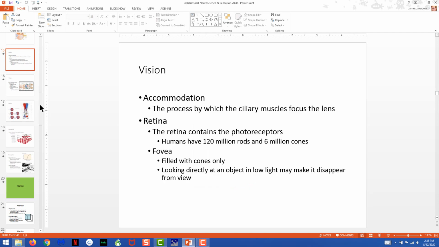Now, there are a few terms here, like accommodation. Accommodation is simply the process by which the ciliary muscles will focus the lens. When you talk about infants having bad vision on the day that they were born, there's nothing wrong with an infant's eyes on the day they were born. The problem is they don't have enough actual experience in controlling the muscles of the eye to focus the light on the retina properly. And that takes about 3 months for them to learn that.